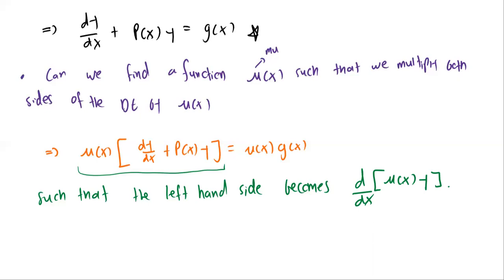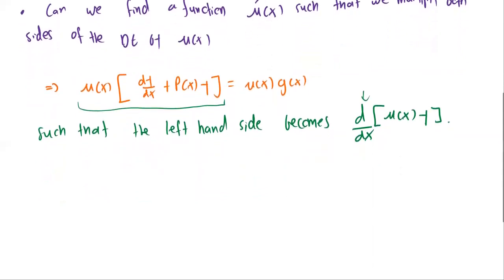It could have been clear before, but I just want to make it 100% clear. If the left-hand side of this ODE is this derivative, and we integrate both sides with respect to x, the derivative is going to go away. Then we can just divide both sides by mu, and we get our y. That's the idea. Now, of course, how do we find such a function mu that satisfies this? Is it even possible that such a function mu exists? Well, let's figure it out.